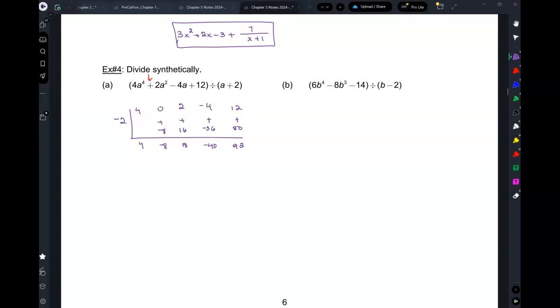So it was a to the 4. Now it becomes a to the 3. Okay, so you don't have to write it out all the way. Just put the first one. So it'll be 4a cubed minus 8a squared plus 18a minus 40 plus, this is the remainder, 92 over what? A plus 2. Not bad at all.